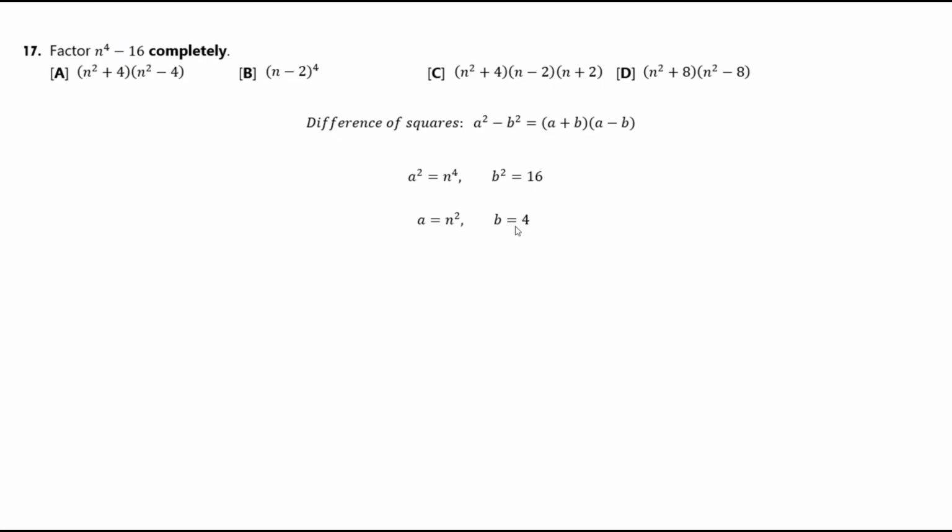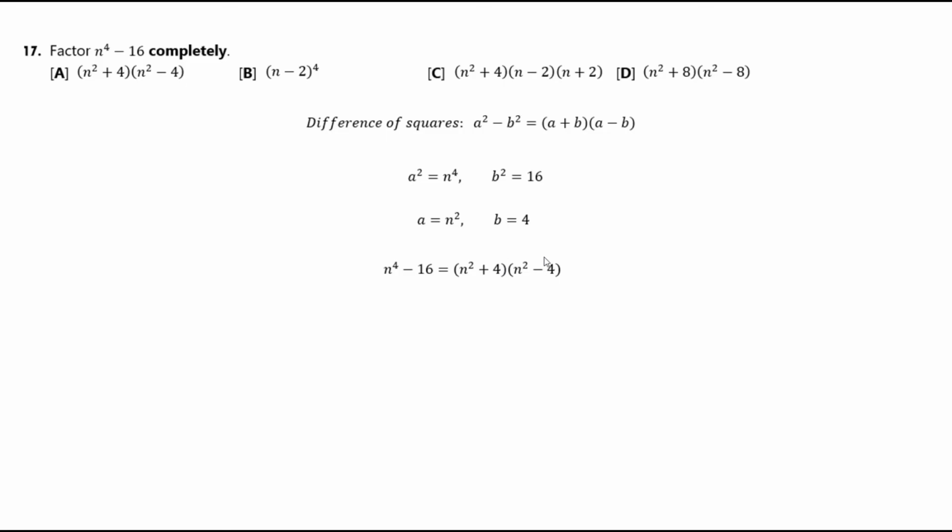So in order to find b, you're going to take the square root of 16. 4 times 4 is 16, so that means b has to be 4. A squared is n to the 4th, so when you take the square root of n to the 4th, you're going to get n squared, because n squared times n squared is n to the 4th. So you're going to plug this in directly into the parentheses. So n squared is a, b is 4. So we have n squared plus 4 and n squared minus 4.